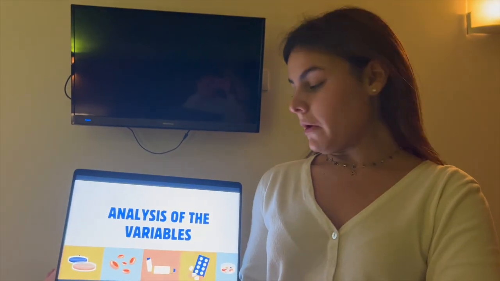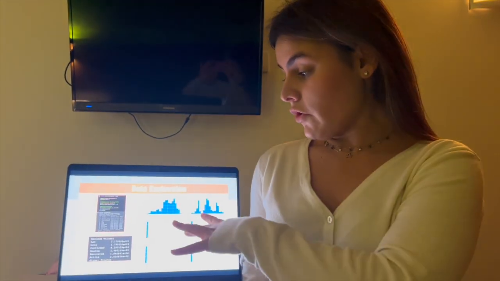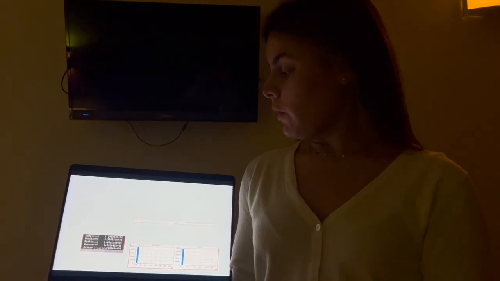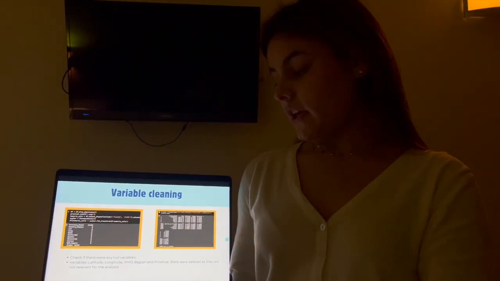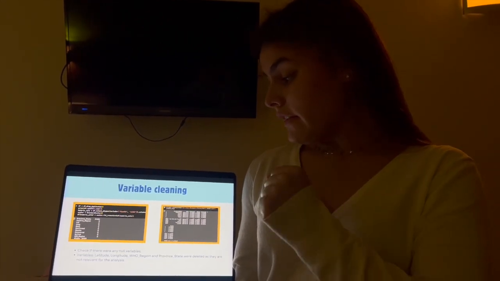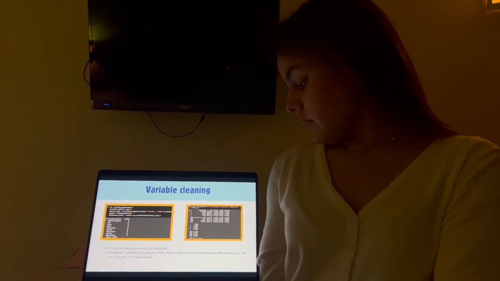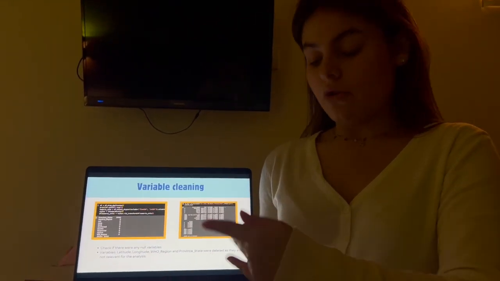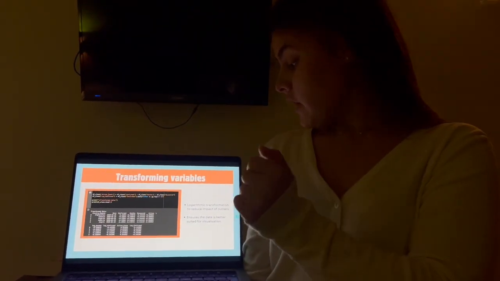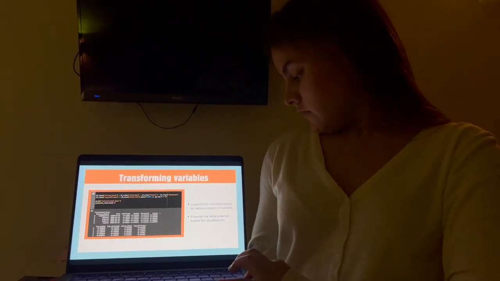Now I'm going to talk about the analysis of the variables. We first did some histograms and we found the maximum value of each variable. We later on did the variable cleaning, in which we checked for null values. And we deleted latitude, longitude, whole region, and province state, as they were not significant for the analysis. We further on transformed the variables into logarithms to reduce the impact of outliers.